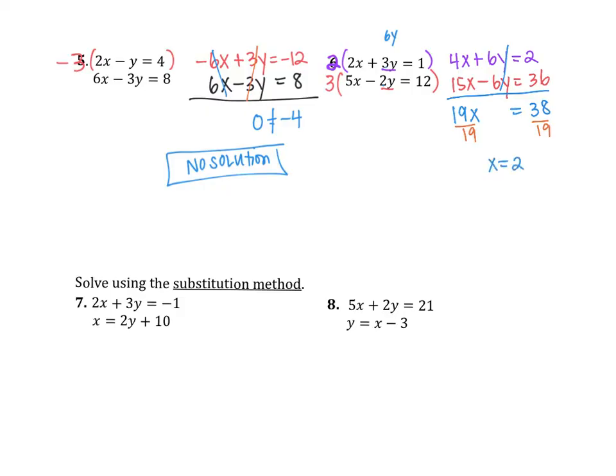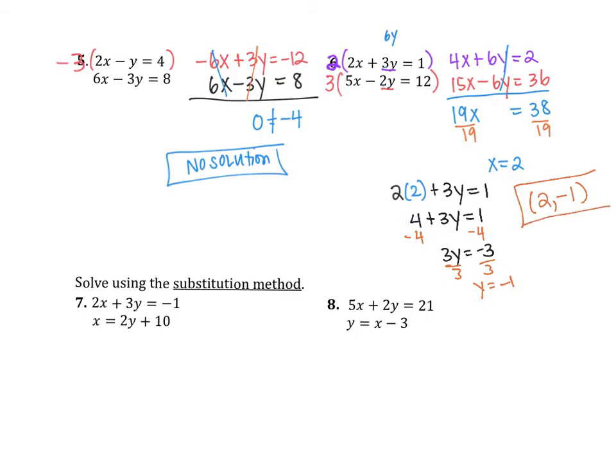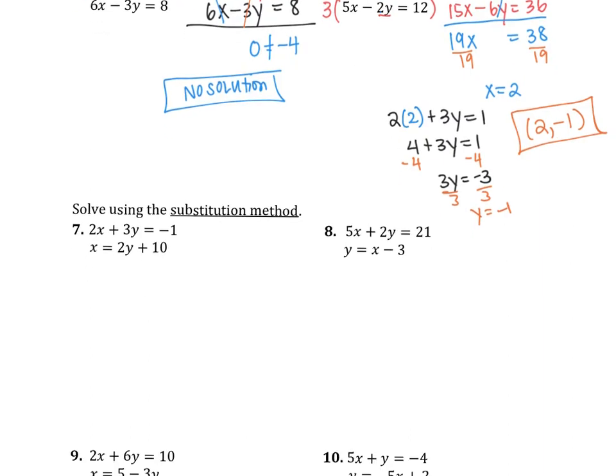Since I got an answer, I need to plug it back into one of the equations to find the y value. I'm going to use the first one. So 2 times x, what's x? X is 2. Plus 3y equals 1. Okay, I get y equals negative 1, so my ordered pair is 2 comma negative 1. So that's our elimination practice. That's as bad as it's going to get.